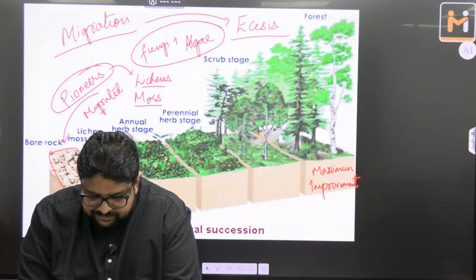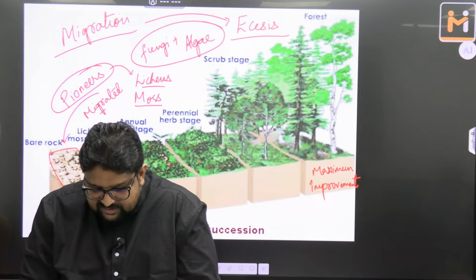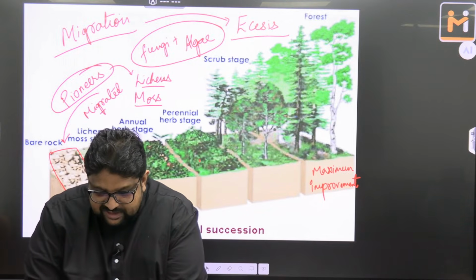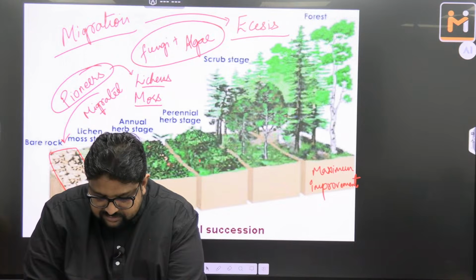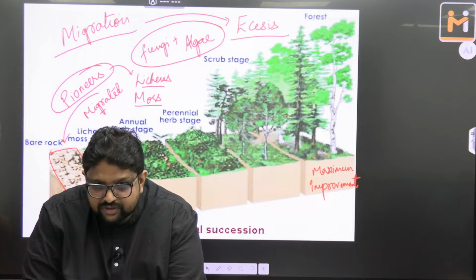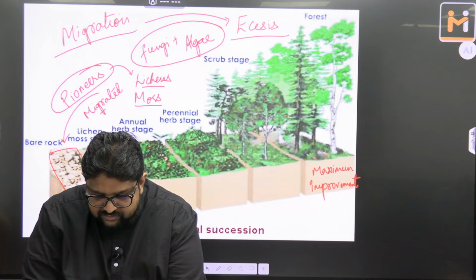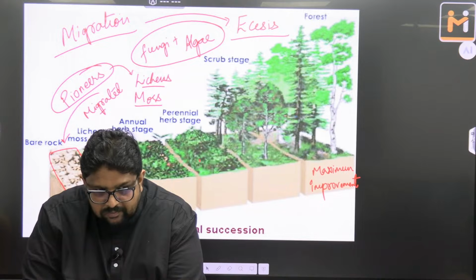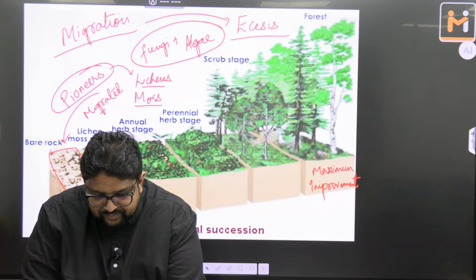Write down. It is the establishment stage of the species through germination and growth.